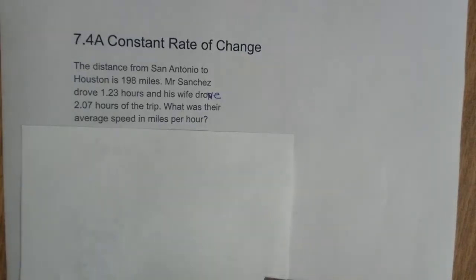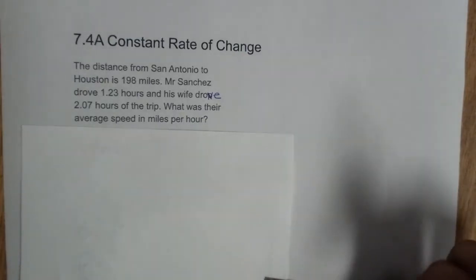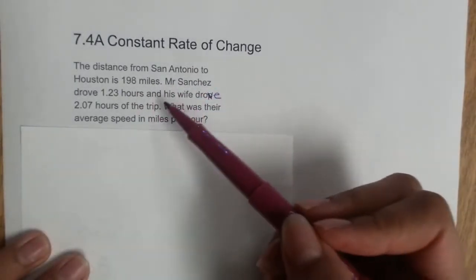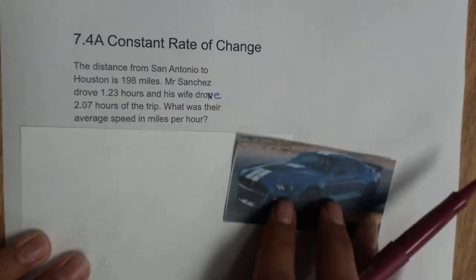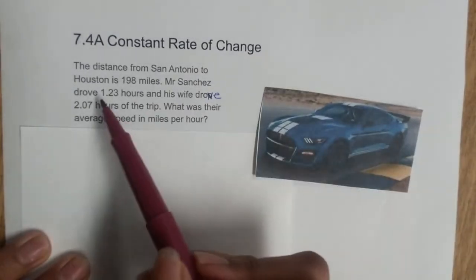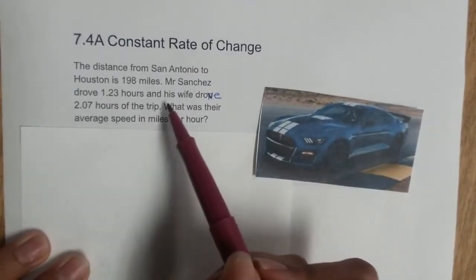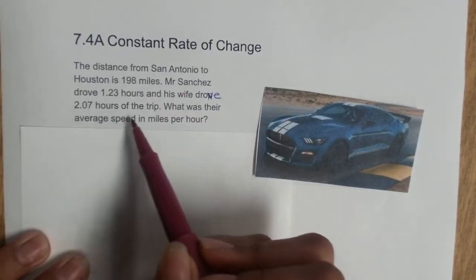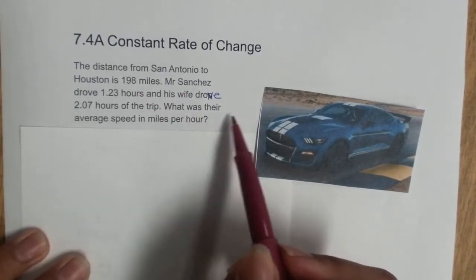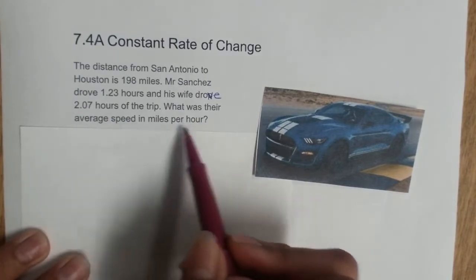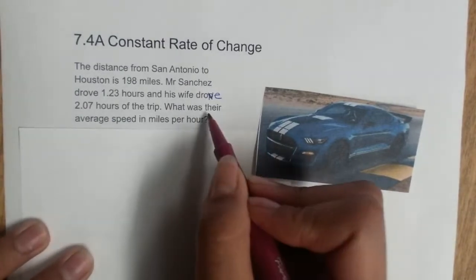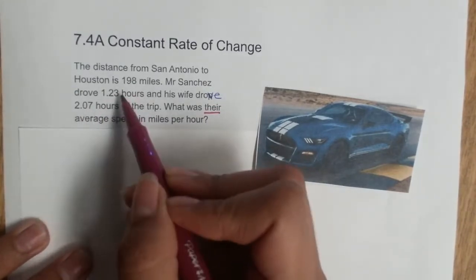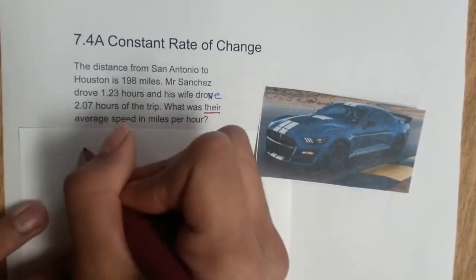Constant rate of change. The distance from San Antonio to Houston is 198 miles. Mr. Sanchez drove in a Mustang for 1.23 hours, and his wife drove for 2.07 hours of the trip. What was their average speed in miles per hour? Because it is saying there, I must combine both of their times. So, I'm going to go ahead and do that first.